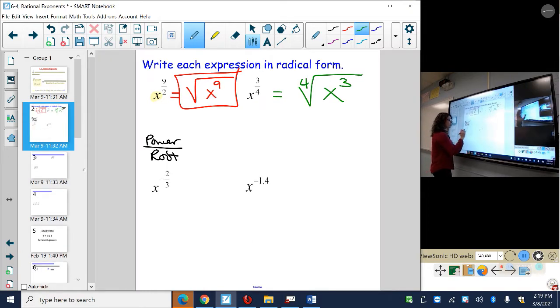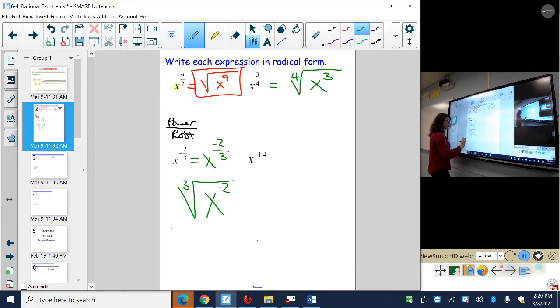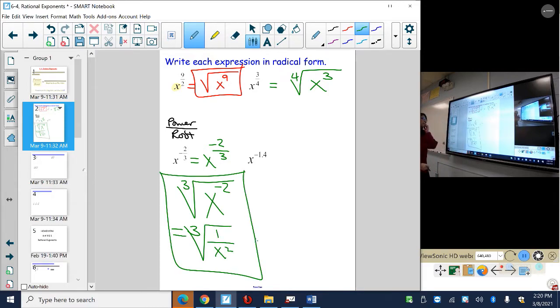Now, previously, I said when you have a negative fraction, the negative goes with the top, not the bottom. So here's my check mark symbol. I put my base of x inside there. My power is the negative 2. My root is the 3. However, you could go ahead and rewrite this as 1 over x squared as well. Both of those are correct. Okay?